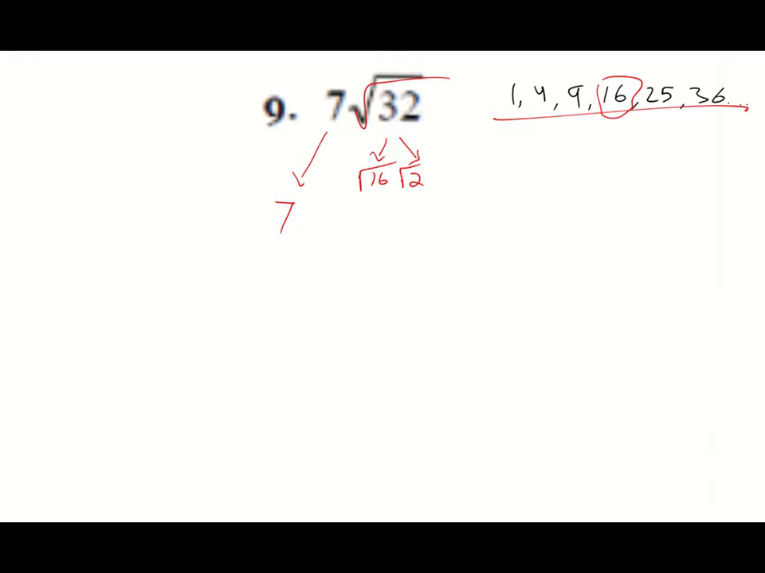So 16 turns into a 4 because we can take the square root of 16. But then square root of 2, you can't take the square root of 2. It's going to be some gross number, so you just leave it, square root of 2. And then 7 times 4 is 28, and we have square root of 2. So that's your answer, just like we just had. It's just that it's faster if you take out the largest perfect square.